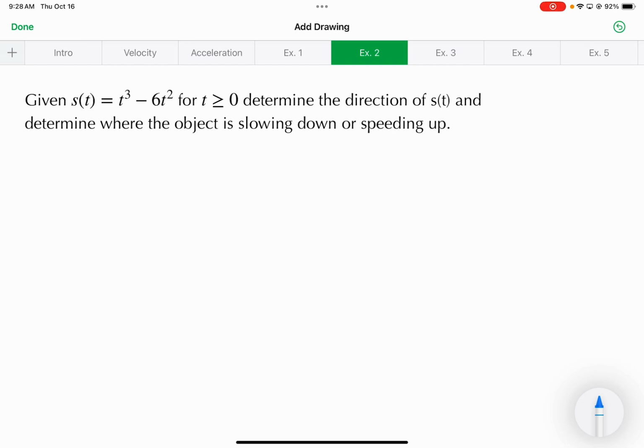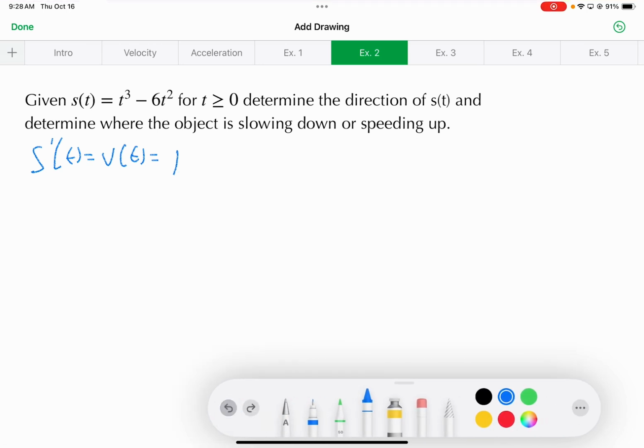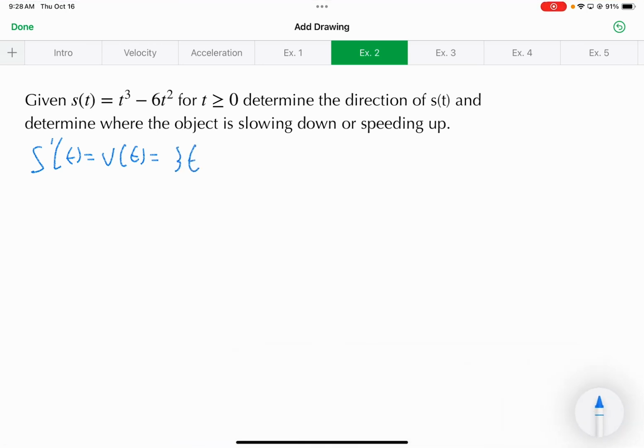What's my first move? I should start by doing a derivative, because I want to figure out is it moving to the left or to the right? That depends on our velocity. So s prime of t equals v of t, which equals, no, I lied to you, 3t squared minus 12t.